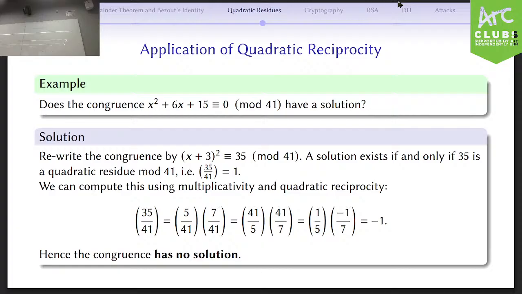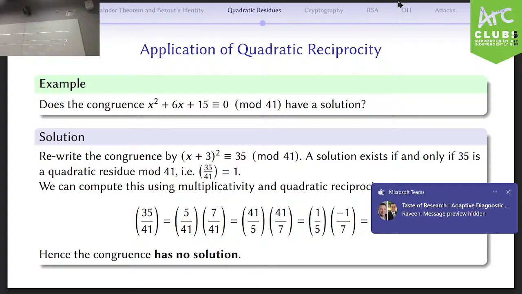So you have 5 on 41 times 41 on 5 equal to minus 1 to the power of (5 minus 1)(41 minus 1) on 4. That is minus 1 to the power of 4 times 40 on 4, which is equal to 1. And same thing here, 7 on 41 times 41 on 7 is minus 1 to the power of (7 minus 1)(41 minus 1) on 4, which is minus 1 to the power of 6 times 40 on 4, which is also equal to 1. Wow, what a coincidence. I definitely did not set those numbers.